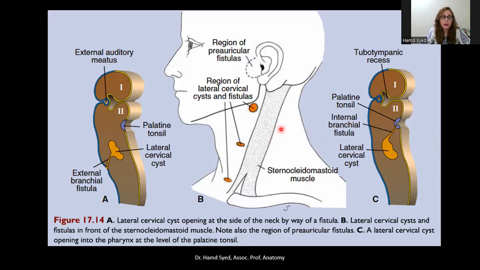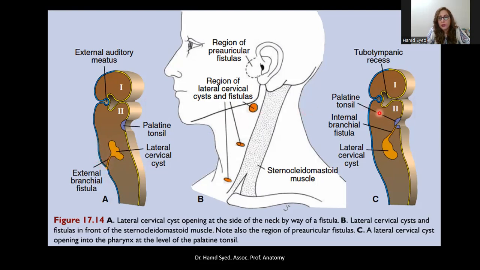You can see that this is showing us the lateral side of the neck, and here is the sternocleidomastoid. Anterior to the sternocleidomastoid is usually the opening of the branchial fistulae. And over here, if you look at diagram A, this is showing us the cervical cyst which has persisted. And this cervical cyst is communicating by the external branchial fistula. It is communicating with the external surface.